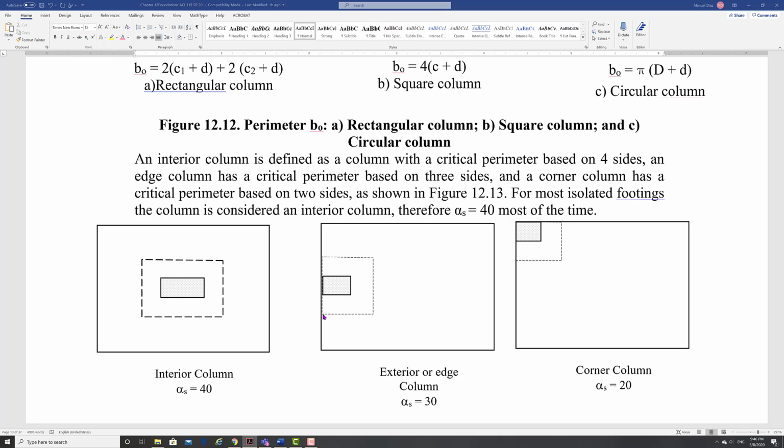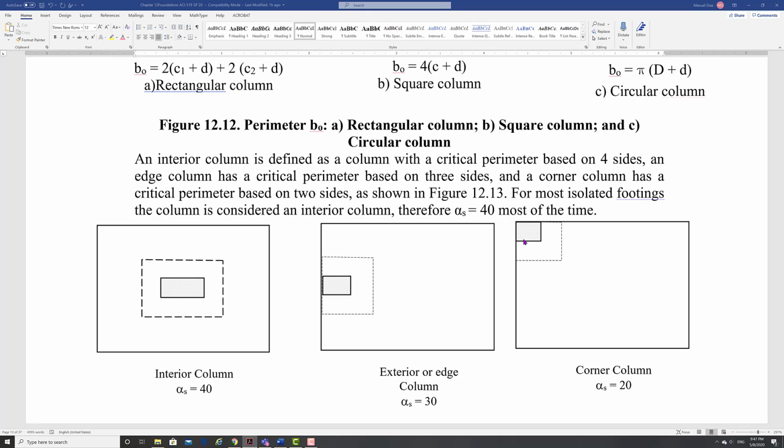So now notice that your B naught is only 3 sides. Okay? Only 3 sides. Now you have an edge here, your column is a little bit inside. It's still a stereo edge, but now you have another face because you left a space here. Okay? This one right here is a corner one, very rare.